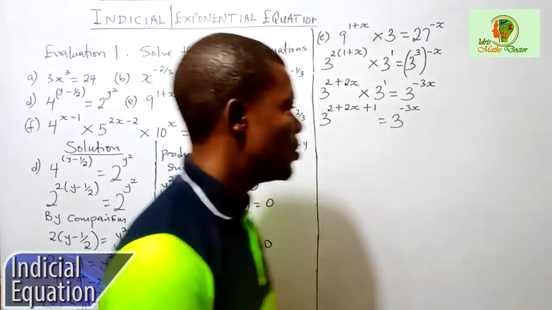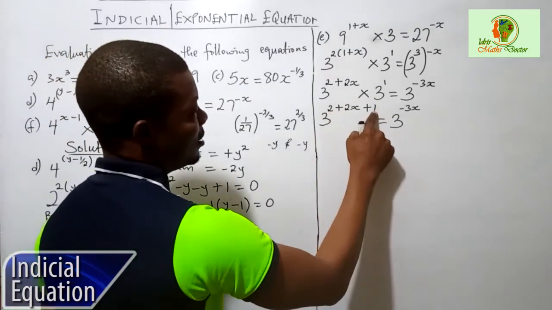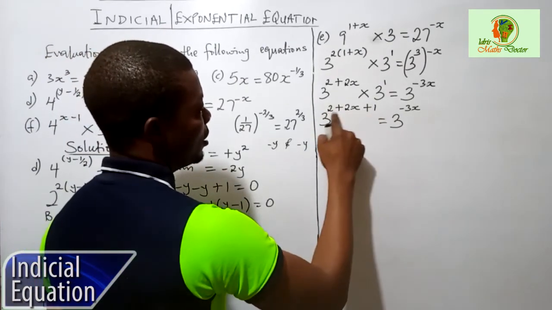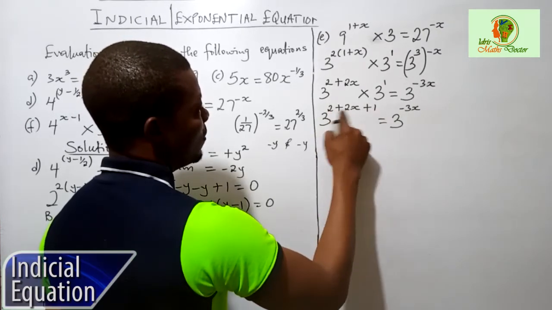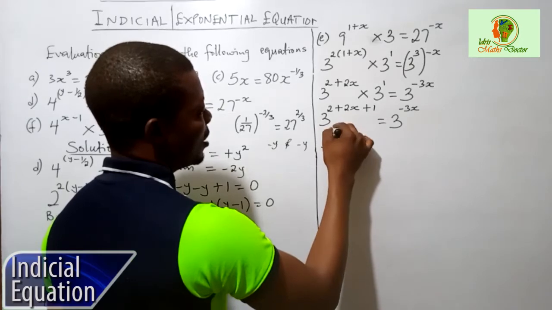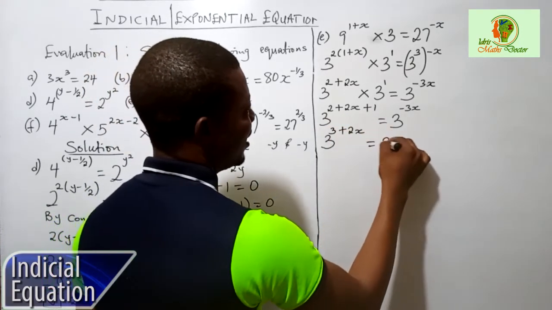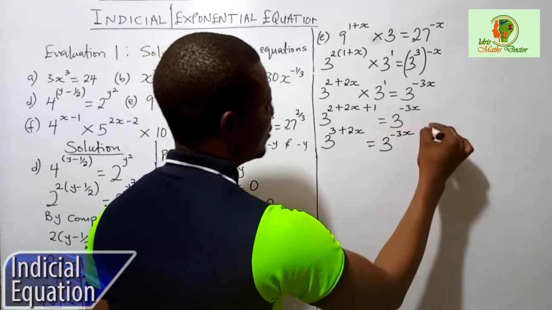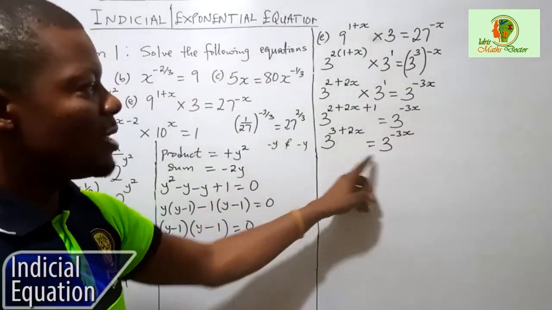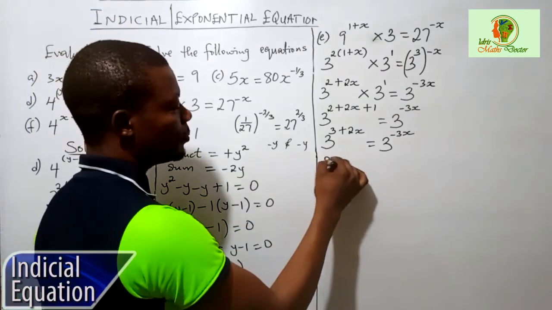Is that taken? So you can't add this and this together, but rather you can add this and this because they are both like terms. Is that taken? They are both constants. They don't have x. So that gives us 3 raised to power 2 plus 1 is 3, plus 2x equal 3 raised to power minus 3x. So when you look at it, the bases are equal.